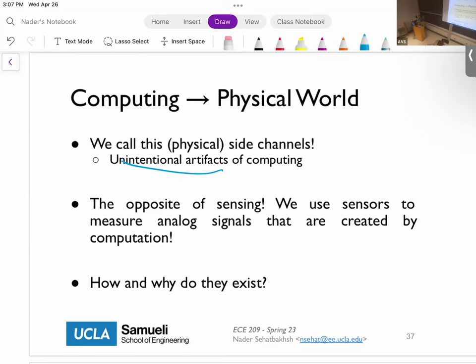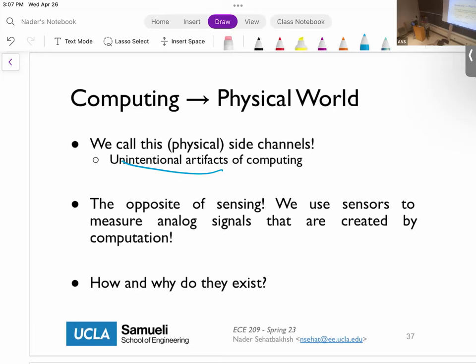This is the opposite of sensing, because in sensing, you're actually sensing something from the environment, but here, from the computation, we are creating some physical signals, so it's the opposite direction. Still, in order to sense that, you need some sort of sensors, but these are the adversary's sensors, not your sensors.